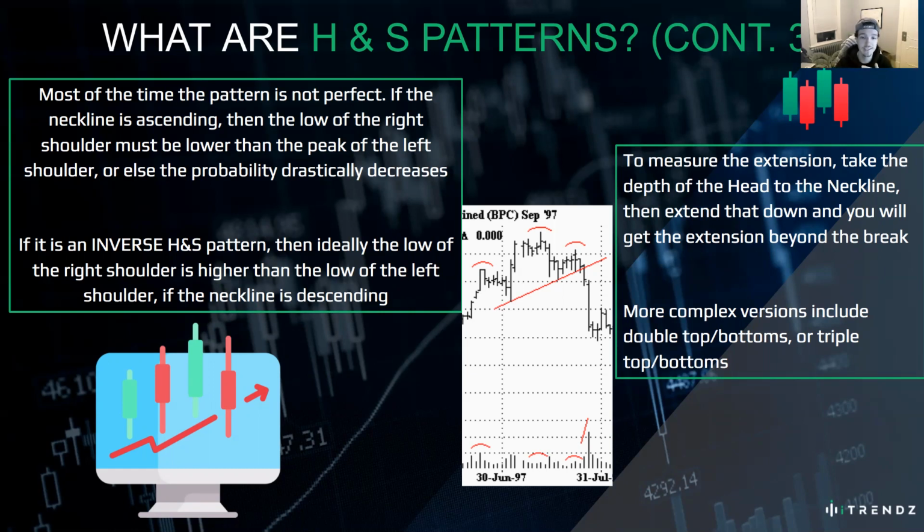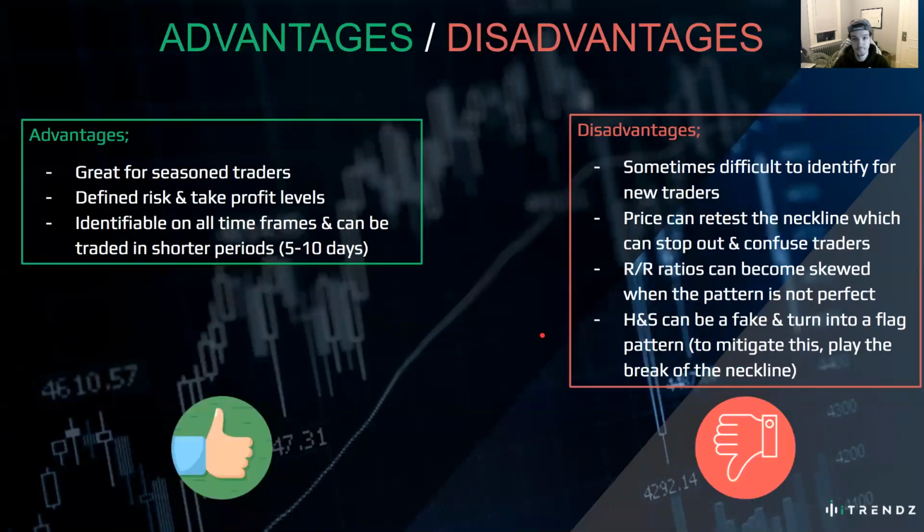So again, to measure that extension, we would just take that head measurement, the depth of that peak down to the neckline, take that measurement and then extend it down, and you'll find where that measurement should go to. So say it was 5% from the peak down to the neckline here, it should be another 5% down to where that full extension should be.